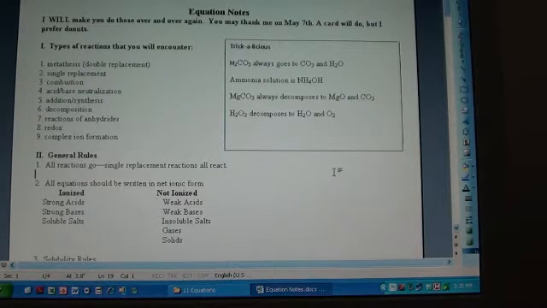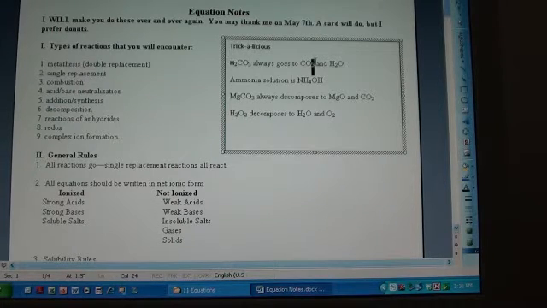H2CO3, when it is a product, will not stay as H2CO3. It will turn into CO2 and water. I'm going to change that right now: CO2 and water. This is what happens in Coke. When you open a Coke bottle, the CO2 leaves and you're left with flat water.